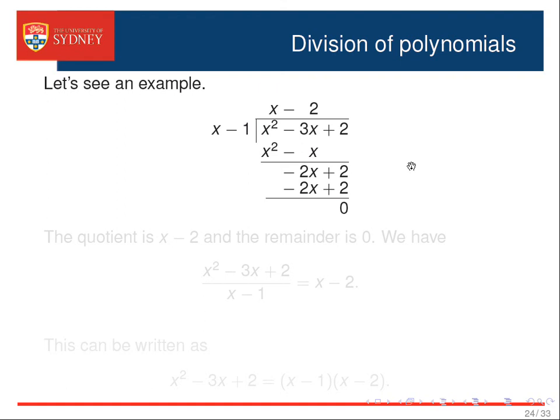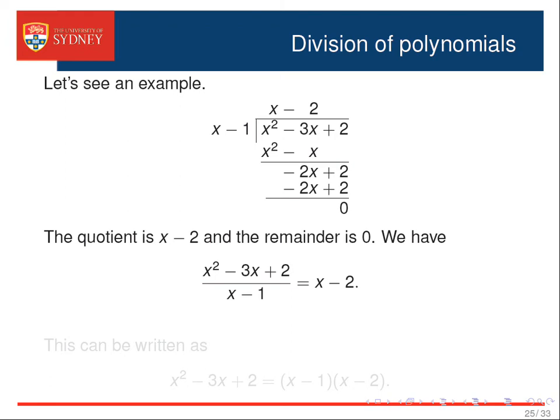Now we repeat the process, and divide the new leading term, minus 2x, by the leading term of x minus 1, which is x, to get minus 2, which we write next to our existing x on the top line. Now multiply this minus 2 by x minus 1, and write the result, minus 2x plus 2, on a new line. Subtract, and notice that this time everything cancels to 0. This means that the long division is finished, and so the quotient is x minus 2, and the remainder is 0. So x squared minus 3x plus 2 over x minus 1 is x minus 2. Multiplying both sides by x minus 1 gives a factorization of this polynomial as x minus 1 times x minus 2, which we might have seen by using the quadratic formula, for example.